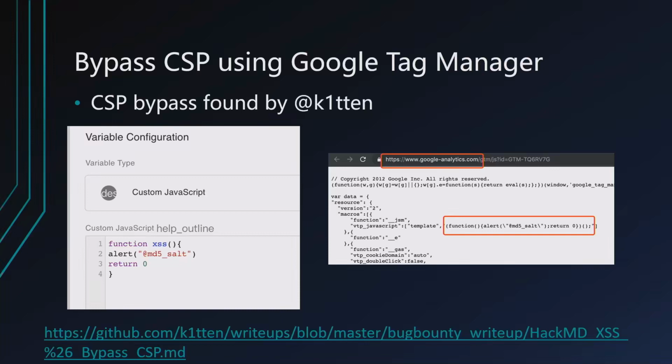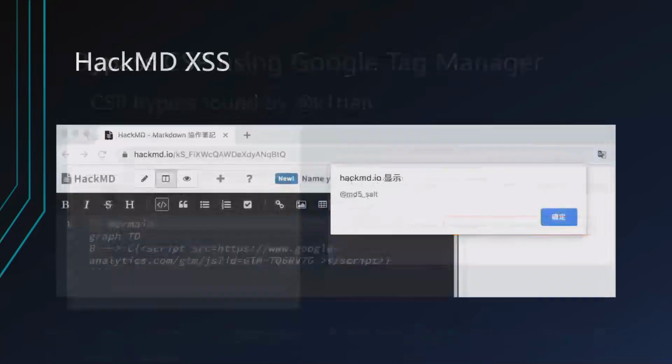Yeah. So we can use Google Tag Manager and set a variable there and set a malicious function. We can define malicious code there, and the code will be shown in Google Analytics. You can check the details in the following link. So then we can get an alert box. Yeah.